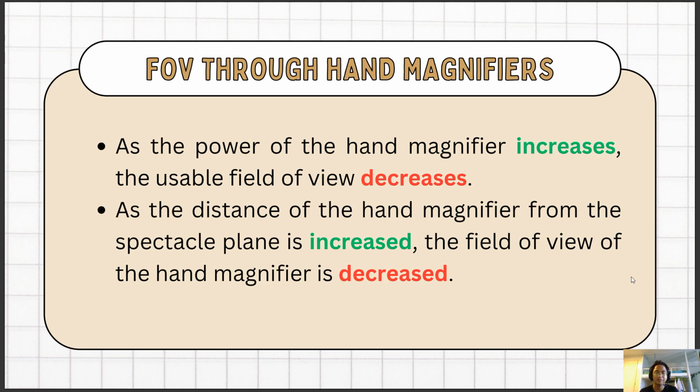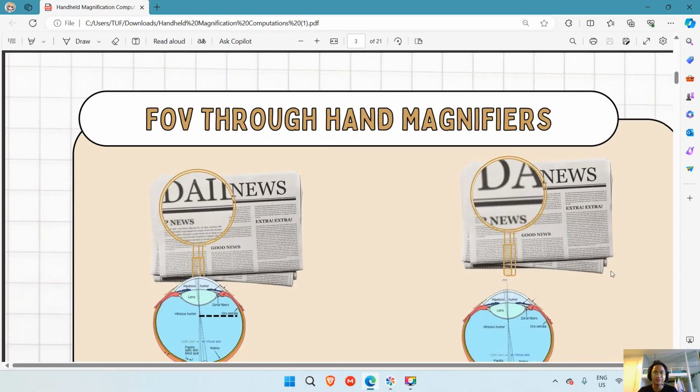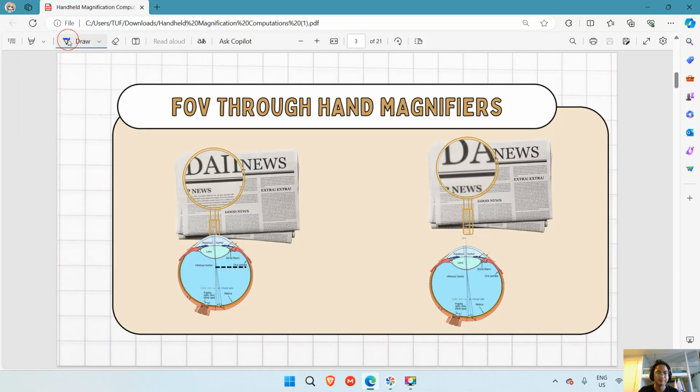First, as the power of the hand magnifier increases, the usable field of view decreases. So this is for the first example. As you can see in this example, if the hand magnifier has a high power, it means that the field of view is also decreased as we increase that power.